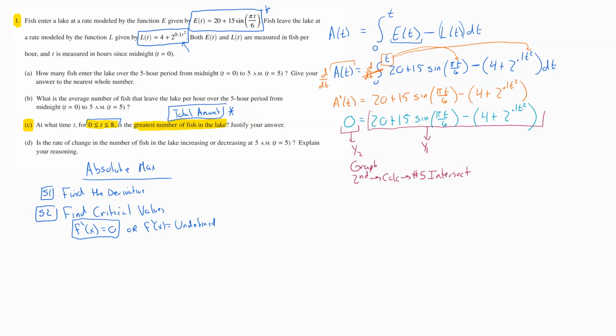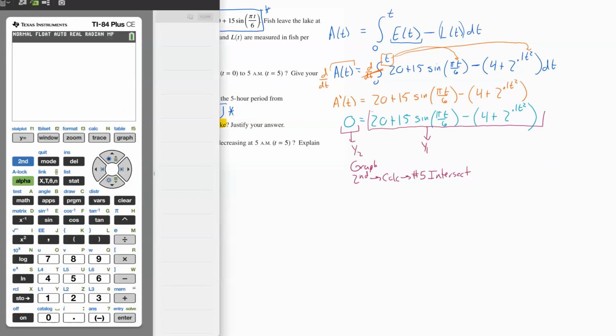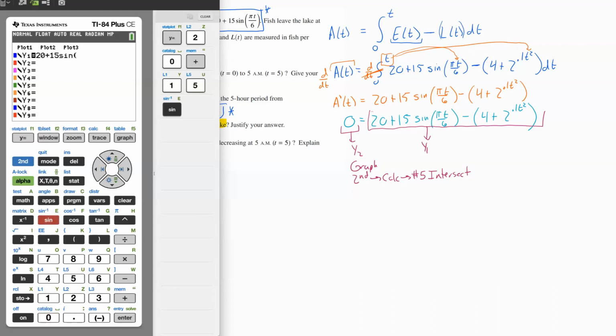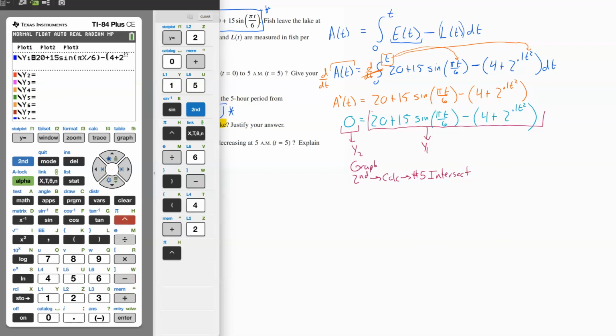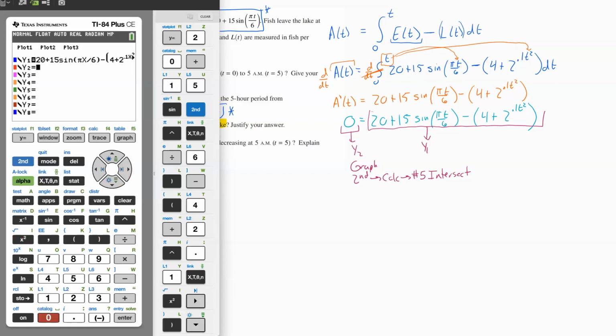So let's go ahead and open up our calculator. We'll go into our y equals in the top left corner, and we'll type in our first equation. So 20 plus 15 sine of pi, and then whatever you're graphing something, if they call it t, whatever they call the variable in the equation, when we're graphing, we always just call that x. So we type in x minus parentheses 4 plus 2 raised to the 0.1, and again, x instead of t squared. And then in y2, we're going to put 0.